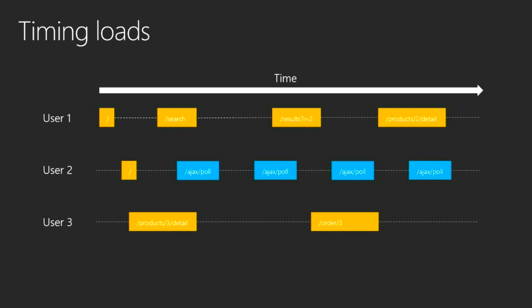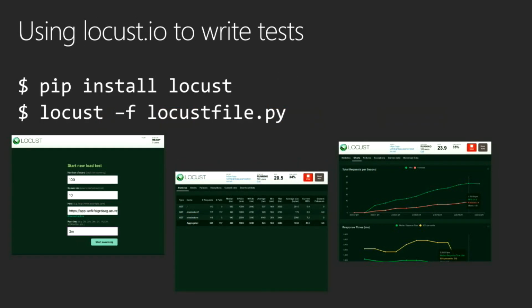Okay, so the tool I want to talk about is Locust. There are other tools for load testing. I particularly like Locust for a couple of reasons. One, it's free and open source, which is always a big tick. Second, it's written in Python. And also, it's really easy to get started with and really easy to use.